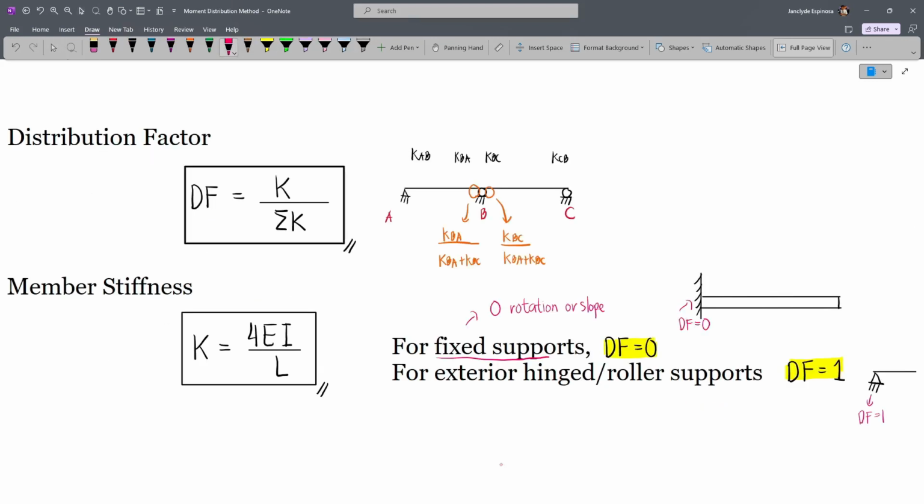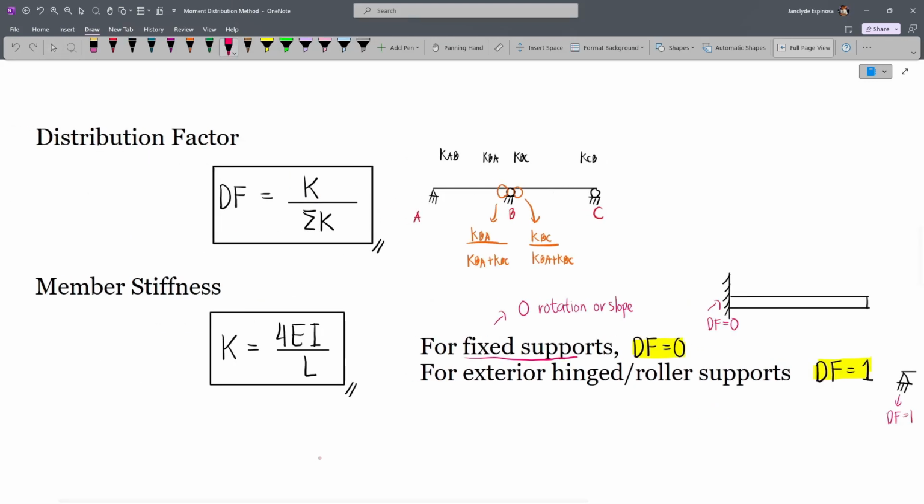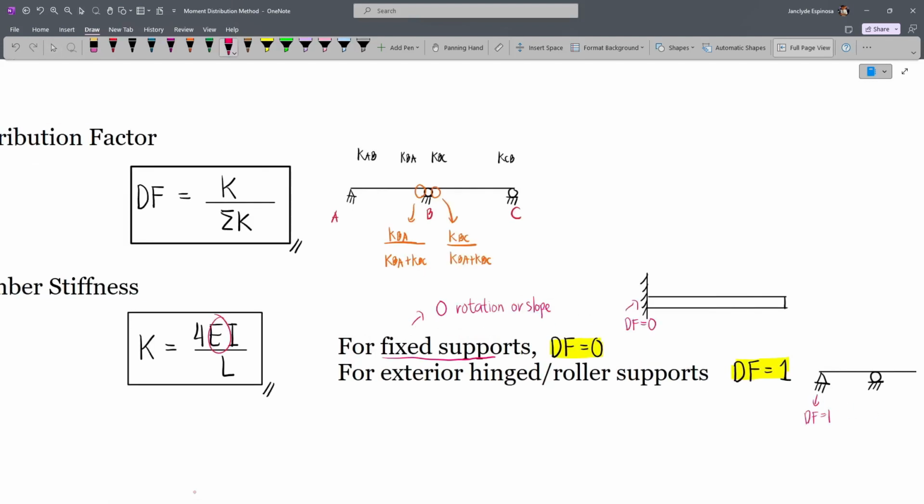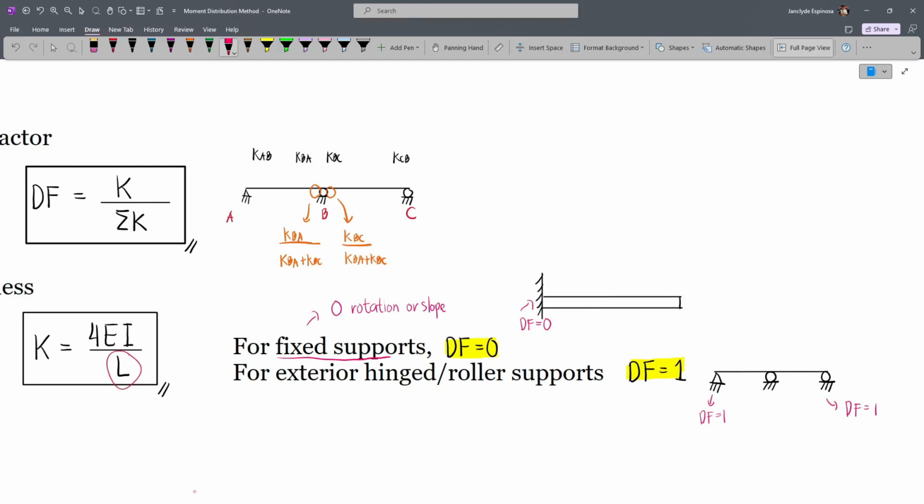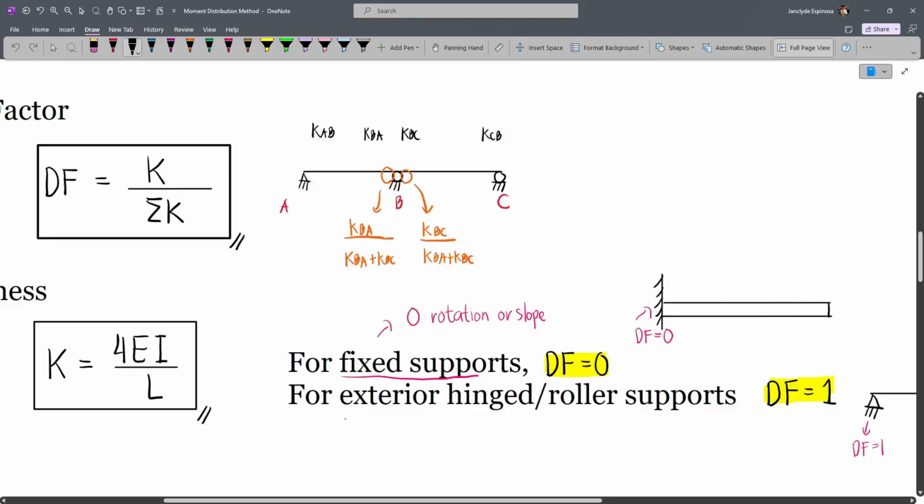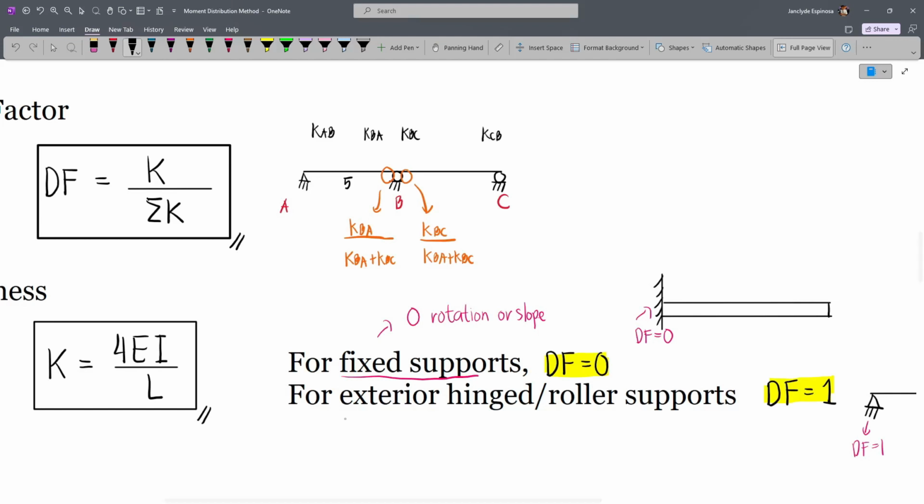By the way, yung K pala dito, it's computed by this formula. We have 4EI divided by L, where E is the modulus of elasticity, I is the moment of inertia, and then yung L is the length of the segment or span. And so let's just say this is 5 meters, and this is 6 meters. Our KAB will be 4 times E. Let's say our E is constant. This will be 4E times I.